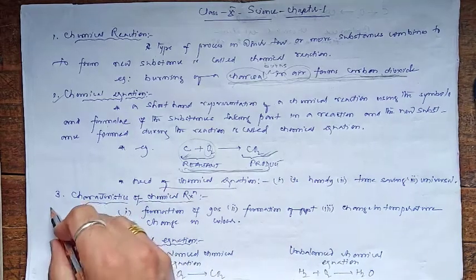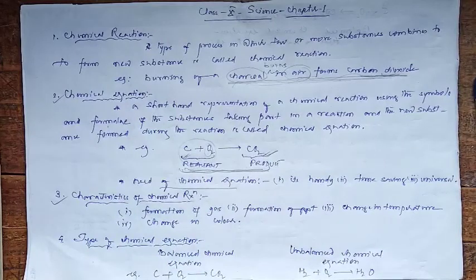Okay, students, let's move on to another topic: the characteristics of chemical reactions. Now, a number of processes are going on around us, which may be physical processes or chemical processes. How do we identify a given process as a chemical reaction? There are certain observable features, characteristics. If we can spot those characteristics in a process, at once we can understand the given process is a chemical reaction.